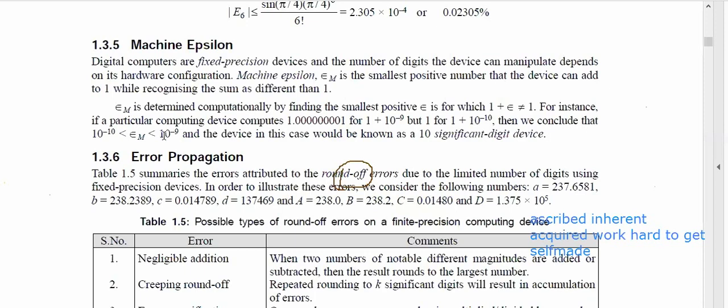For instance, if a particular computing device computes 1 for 1 plus 10 to the power minus 10, but something different for 1 plus 10 to the power minus 9, then we conclude that the machine epsilon ranges in between 10 to the power minus 10 and 10 to the power minus 9, and a device in this case would be known as a 10 significant digit device. Now we come to error propagation. What is error propagation? I will erase this first.